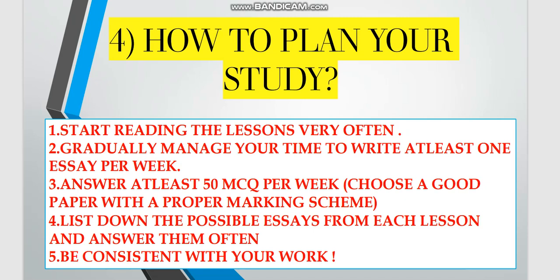Next, the third one: answer at least 50 MCQs per week. You can double this count in the second year. In the first year you can start with 50 MCQs per week. So when you are choosing 50 MCQs, you have to choose a good paper. You know, there are good school papers. I of course did a lot of school model papers for biology. It helped me really a lot to improve my MCQ marks. Actually I had 49 out of 50 for the A-level biology MCQ, only one mistake.